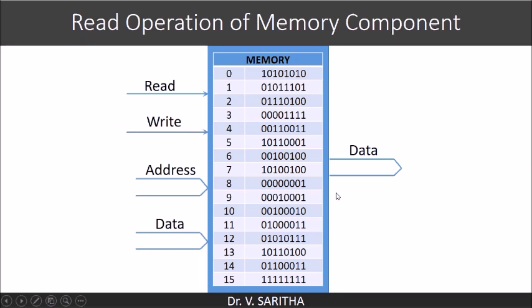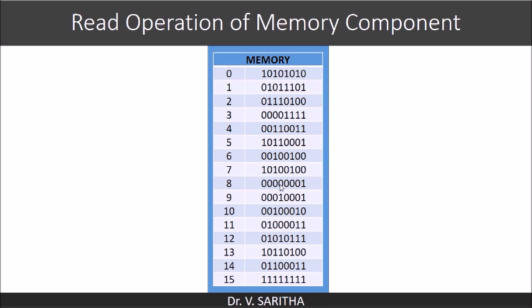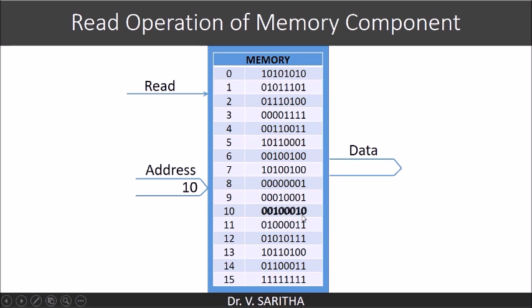Now let us see how the read operation of a memory component works. This is the memory, and this is the corresponding data we are considering as a sample, which already exists in the memory. Now I want to perform a read operation. First give the read control signal, and provide the address from which we want to read the data. The address is 10. So from this particular address 10, the corresponding data will be provided as an output of this operation. This is how the read operation of a memory component takes place.